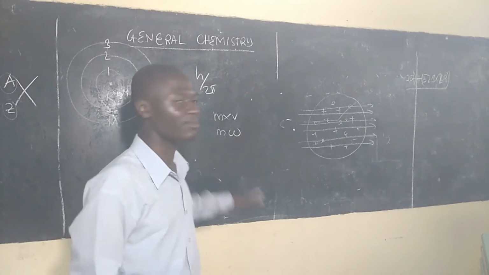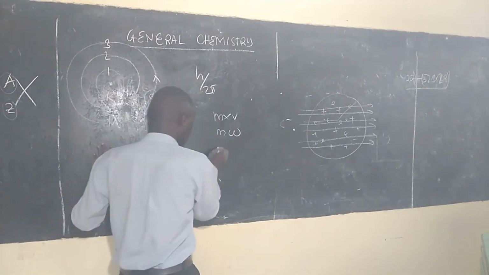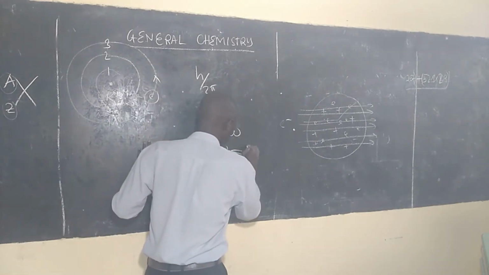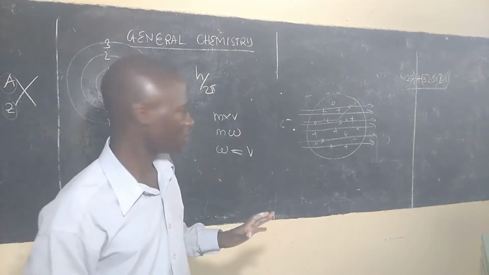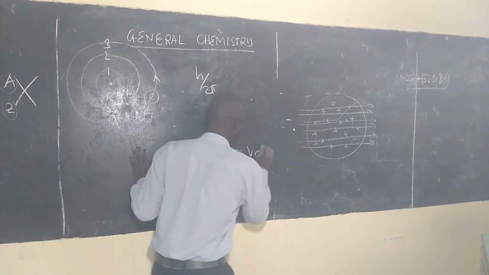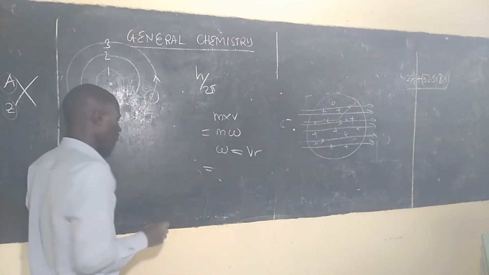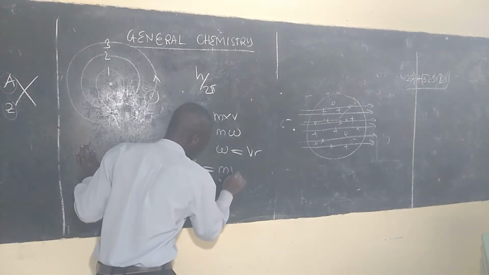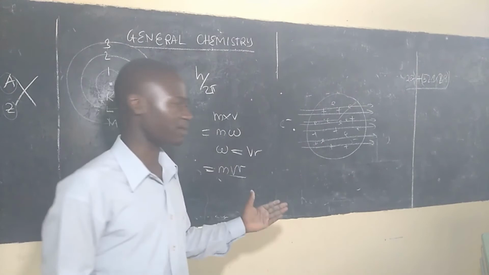Angular momentum is equal to mass times angular velocity. How do we get this angular velocity omega? Angular velocity omega is equal to linear velocity divided by the radius r. That is to say, angular momentum is equal to mvr. This is the expression for the angular momentum.